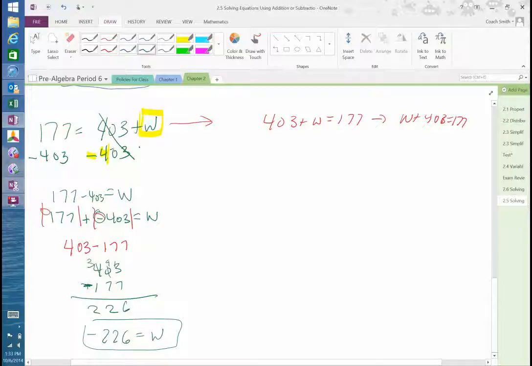Okay, then let's try another one. 216 equals U minus 129. Now, that is the same thing as U minus 129 equal 216. If it's easier for you to see and solve that way, that's fine. Okay, so find the easiest one you can see and then solve it.